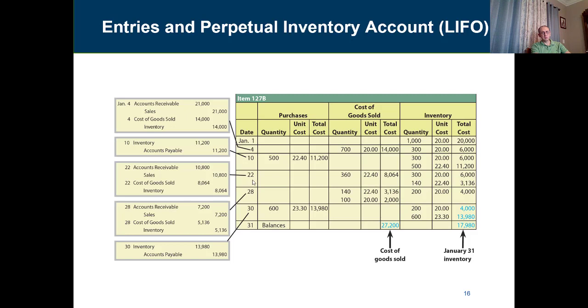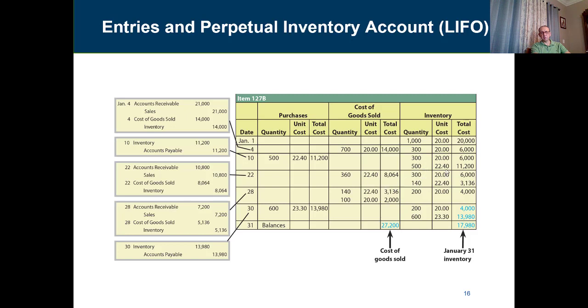Then on January 22nd, we sold 360 units. Now we need to think, which method are we using, FIFO or LIFO? Since we're using LIFO, we're going to start from the latest batch that we purchased. And in this case, it's the 500 units. Is it enough to cover the 360 units? Yes, it's enough, and then we'll have 140 remaining, and the original batch will stay as is.